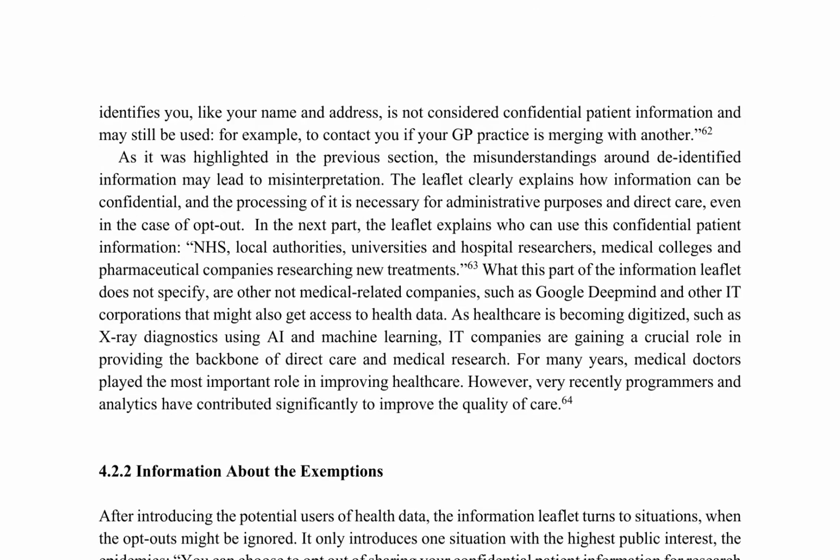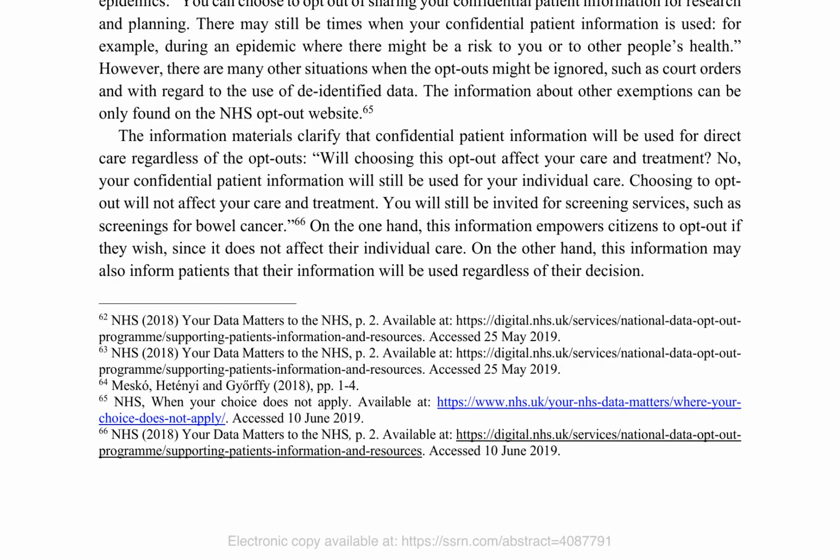without proper legal basis. The leaflet defines confidential patient information as information that identifies you and says something about your health, care, or treatment, but notes that information that only identifies patients, such as name and address, is not considered confidential and may still be used for administrative purposes. The materials also outline the potential users of confidential patient information, including NHS, local authorities, universities, and pharmaceutical companies, but fail to mention non-medical companies that may also access health data.